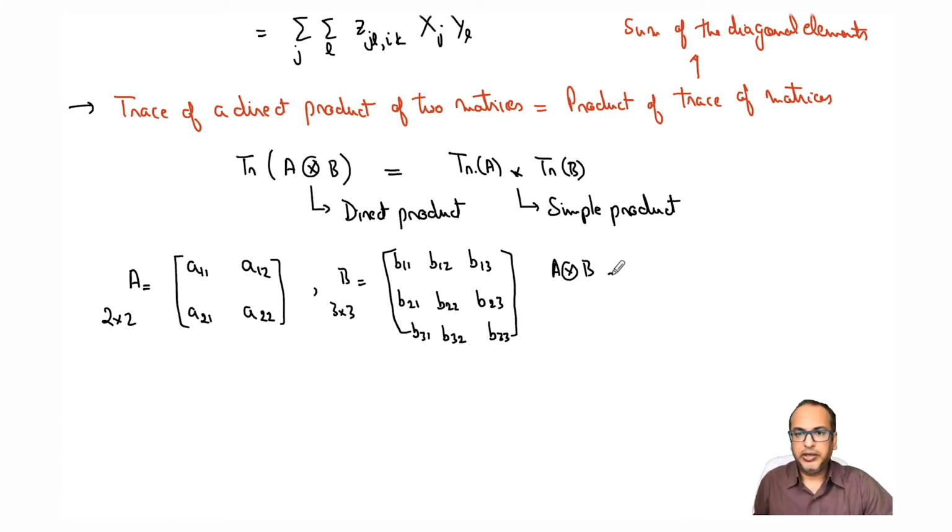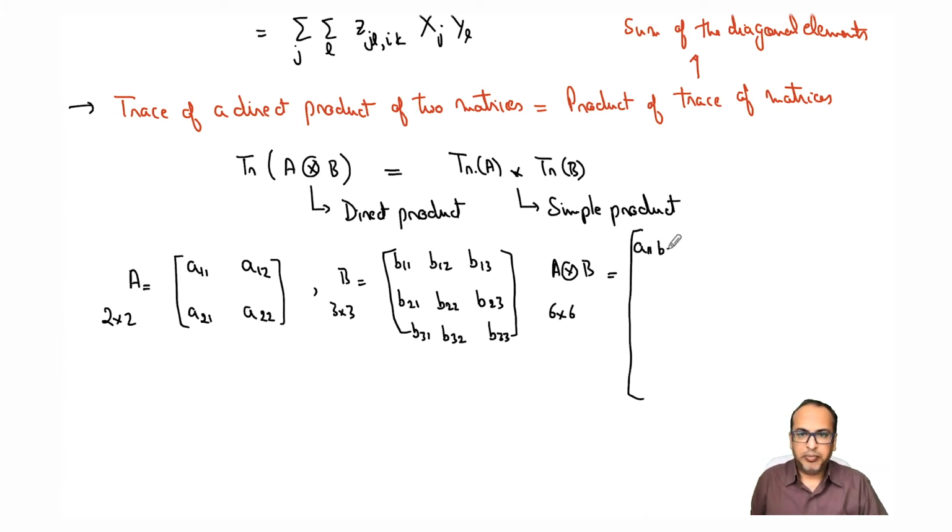Okay, so now if we have to take the direct product, what we do is A direct product B. Now if this is 2 cross 2 and this is 3 cross 3, we will end up with a 6 cross 6 matrix. That means each of these elements will be multiplied by each of these elements.